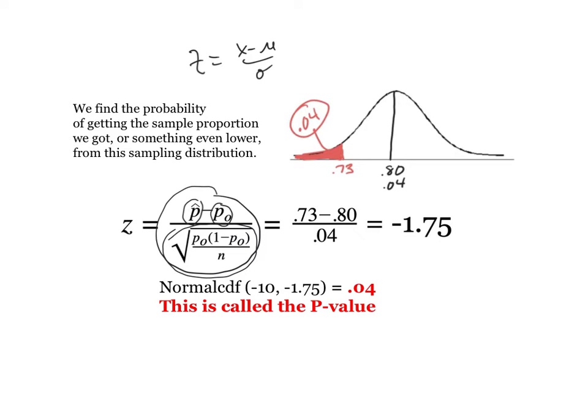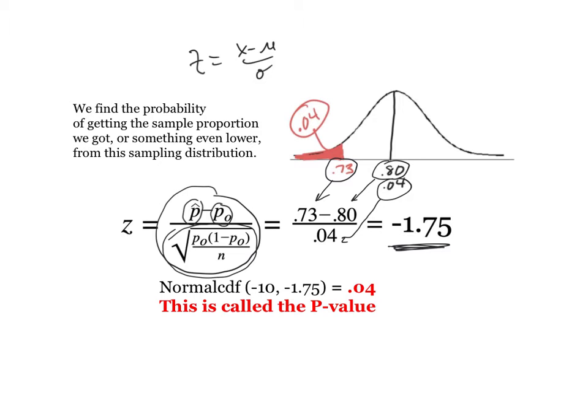So in our problem, though, if you just use the picture, it's 73 minus 80 divided by 4%, okay? Just like our old z-scores. So I end up with a z-score of negative 1.75. And then I can use that using the normal CDF command, and I would use negative 10 to negative 1.75 to find that red area. And I find out that that red area is 4%, okay?